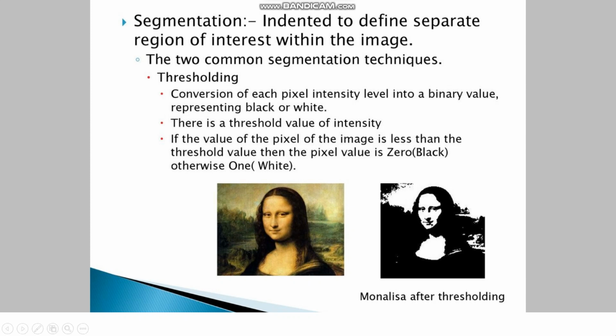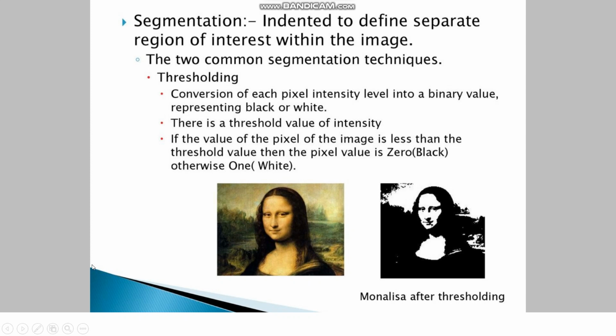Now there is a threshold value of intensity. Each and every picture has a threshold value of intensity. If the value of the pixel of the image is less than the threshold value, it is 0. If the pixel of the image is greater than the threshold value, it is called white. If it is less, it is black in color, the binary value is 0, and the color code is black. Otherwise, if it is greater, then it is called white.